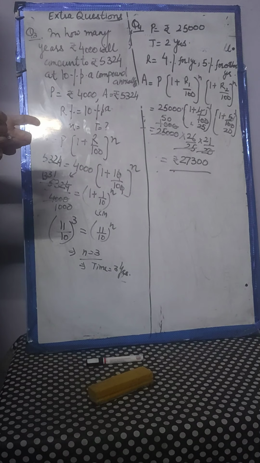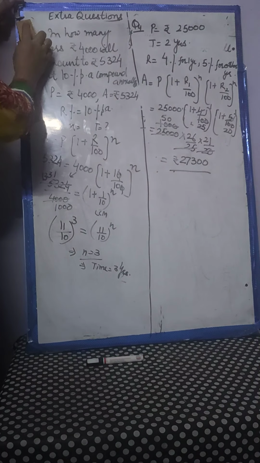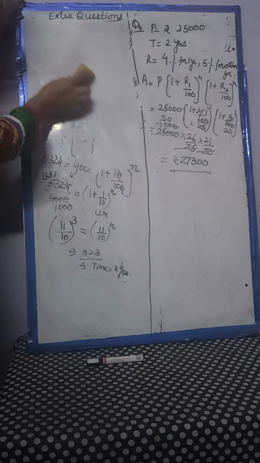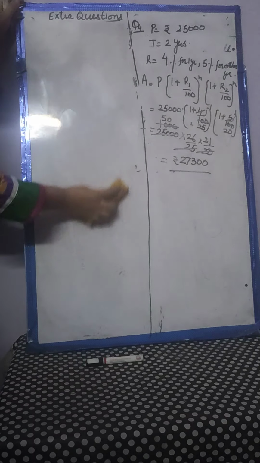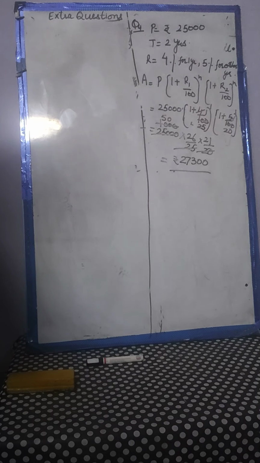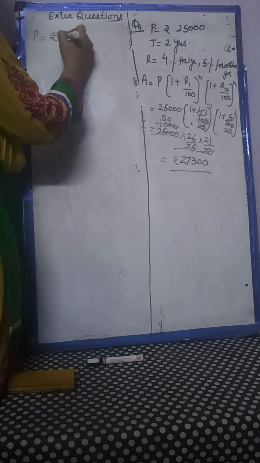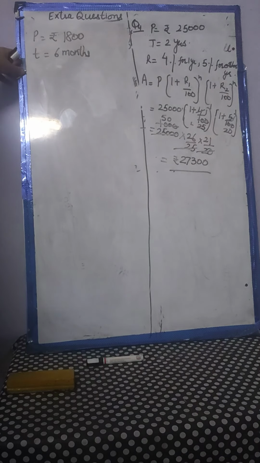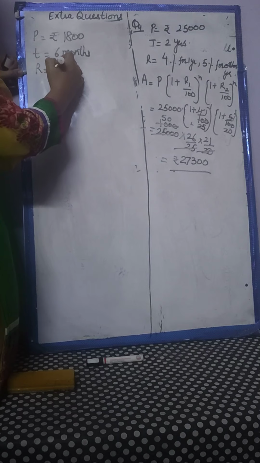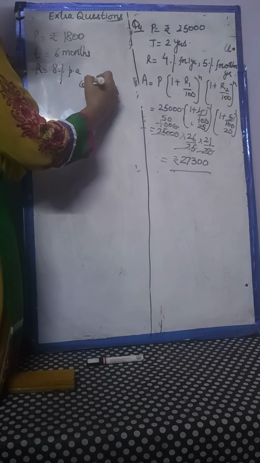Now we are on the last question. And what is the last question? Just see it. In question number 5, we have to find the amount to be paid at the end of 6 months. Principal is rupees 1800, time is 6 months and the rate is given to be 8% per annum and it is compounded quarterly.